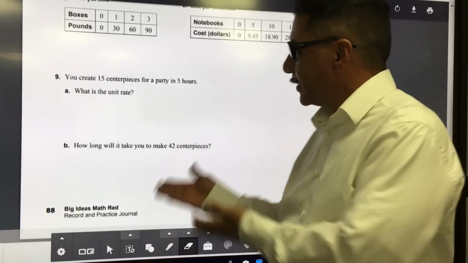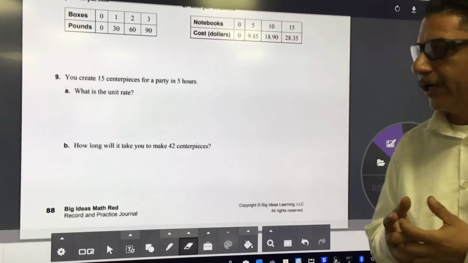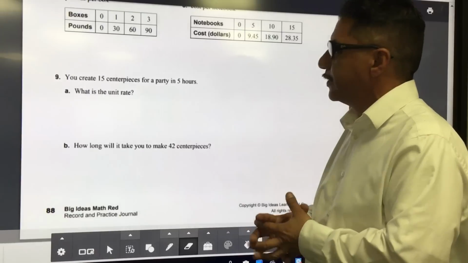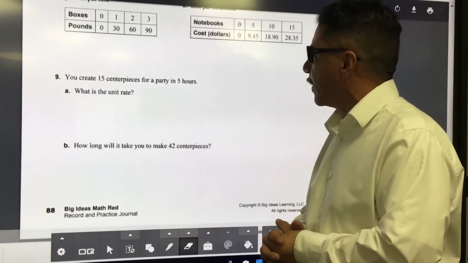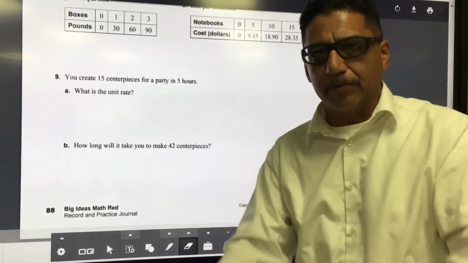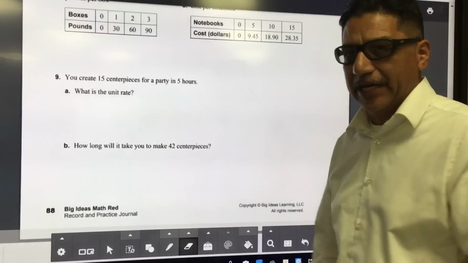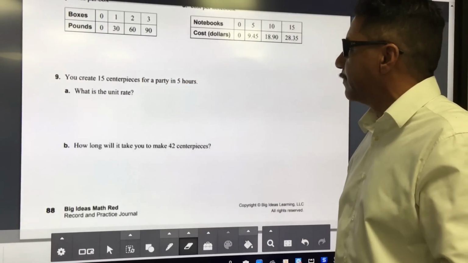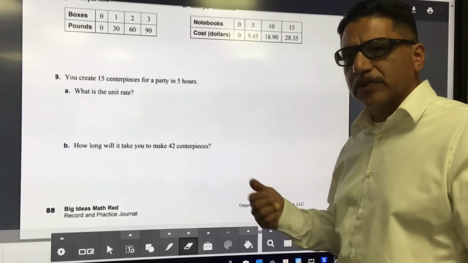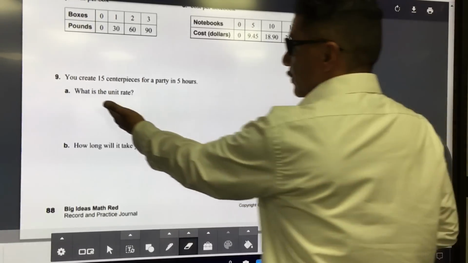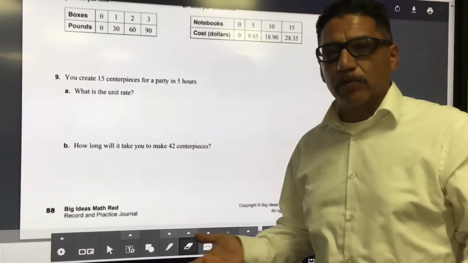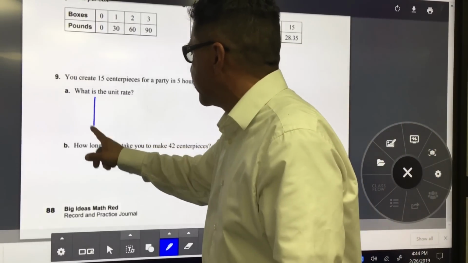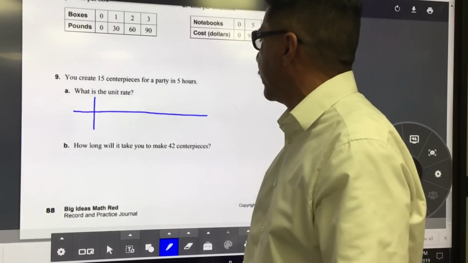All right, and let's look at the final problem here, number 9. It says you create 15 centerpieces for a party in 5 hours. The centerpieces are something that you would put in the middle of a table, flowers, vases, or something like that. So you're able to make 15 of those in 5 hours. The question is, what is the unit rate? So once again, we're going to use our table. Let's set up our table again and see if we can figure out what that unit rate is.